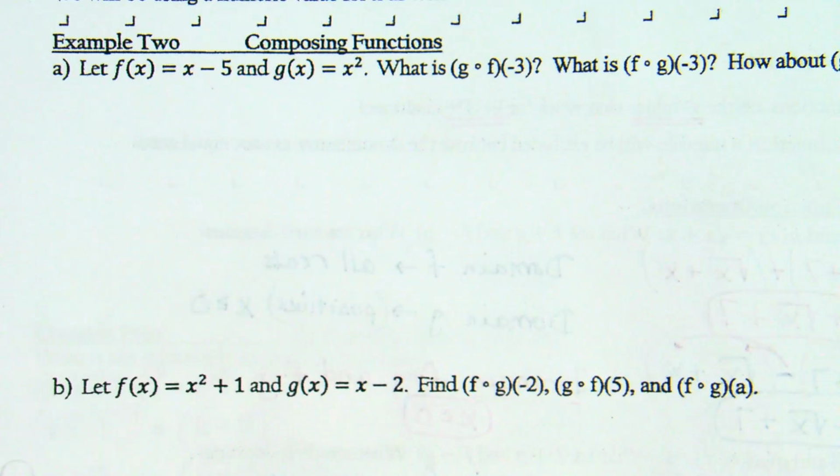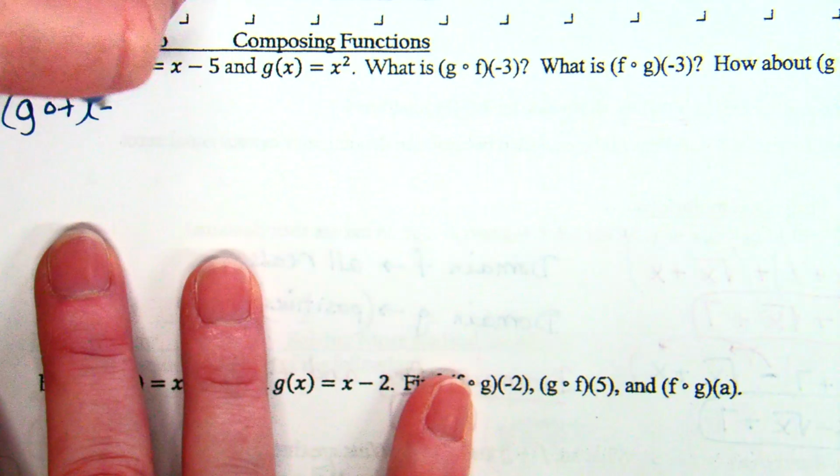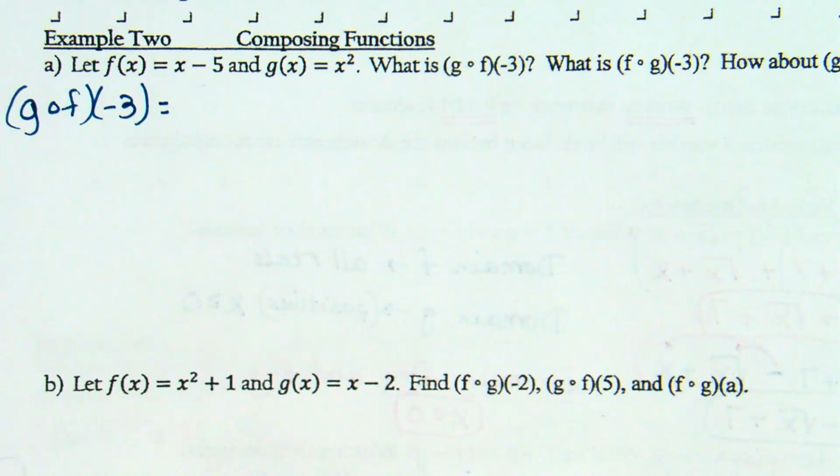Okay, so they give me an f of x, they give me a g of x. Keep in mind, you'll always be given f and g. They won't always be the same, but you'll always be given f and g. The first thing they're going to ask us to find is g of f of negative 3, or g composed with f of negative 3.